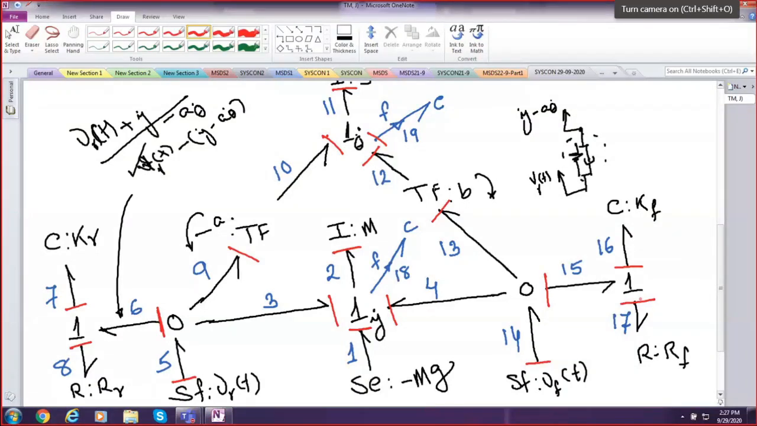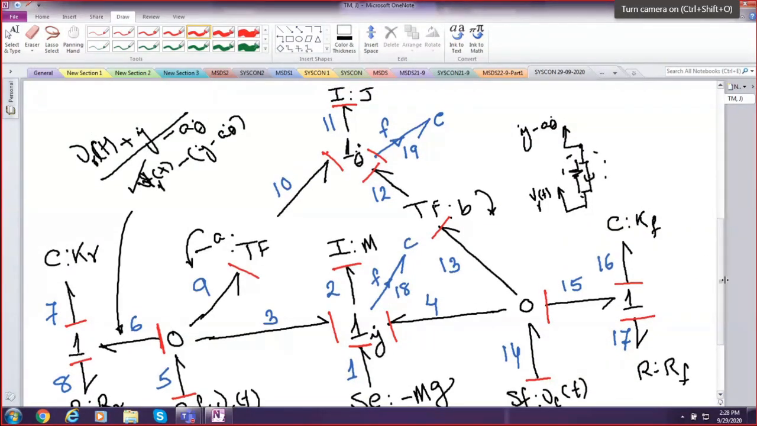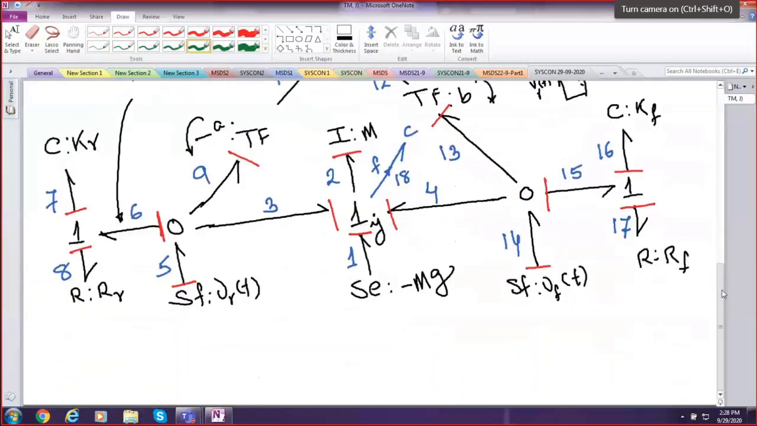So in this case, we can actually directly write the equations of motion. So we will write one by one. Let's make our state vector first. So we have 2 I elements in integral causality, bond number 2 and bond number 11. And 2 C elements, bond number 7 and bond number 16, they are in integral causality. So in this model, we have 4 states. So let's write our state vector then. We have E2, E11, Q7, Q16.